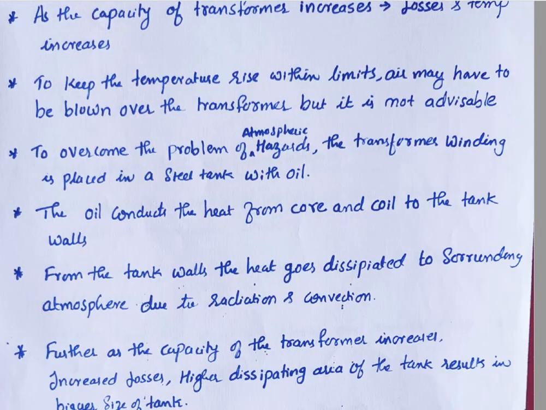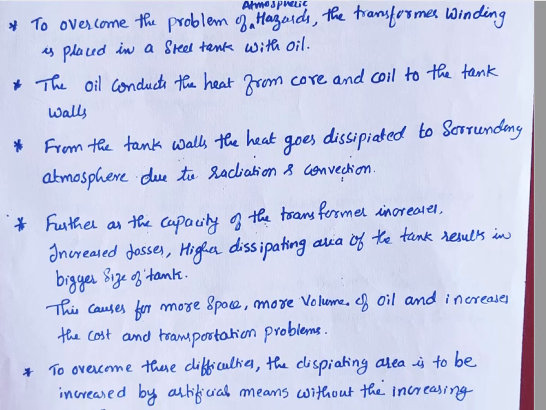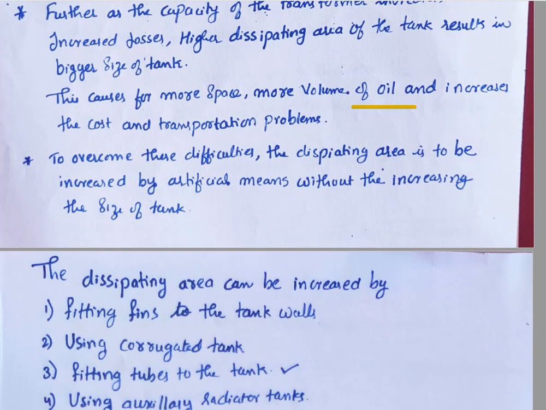Further, as the capacity of the transformer increases, a higher dissipating area of the tank is required. For the high dissipating area, a bigger size of tank will be required. This causes more space and volume of oil, and increases the cost and transportation problem. To overcome this difficulty without increasing the size of the tank, we can use some artificial means to give sufficient cooling for the transformer.